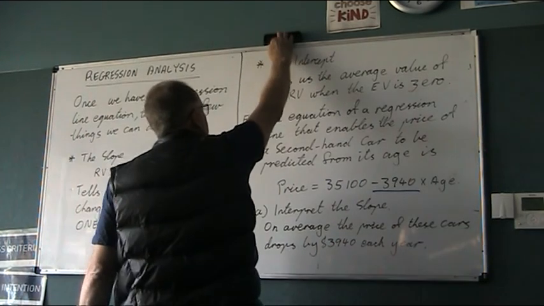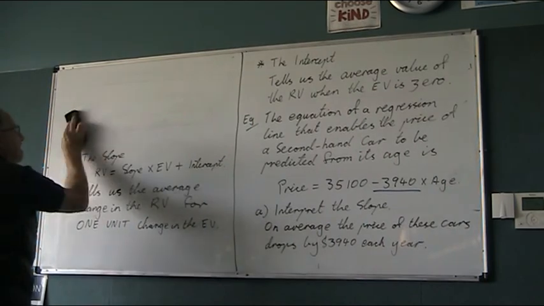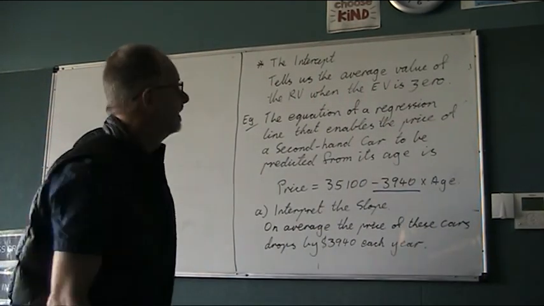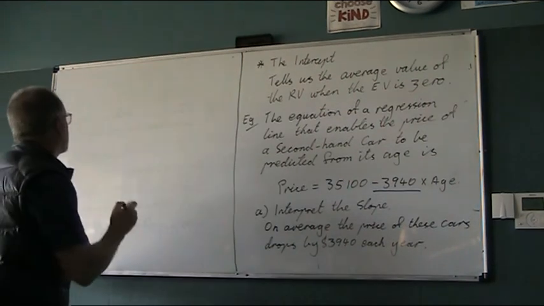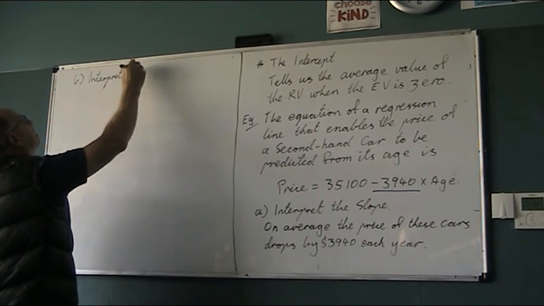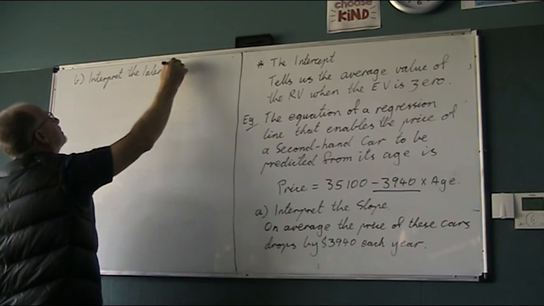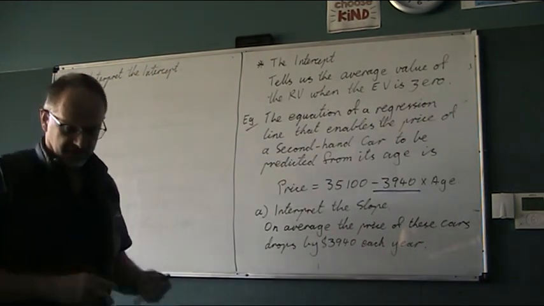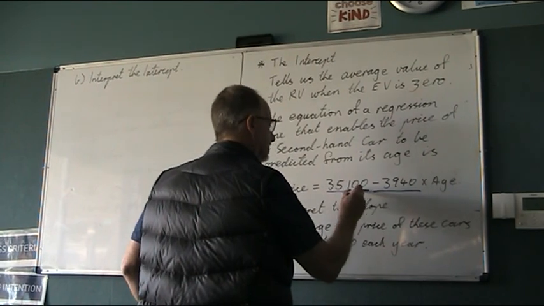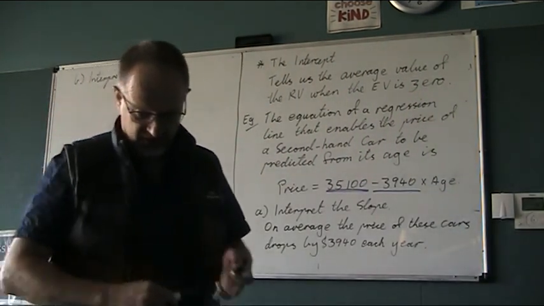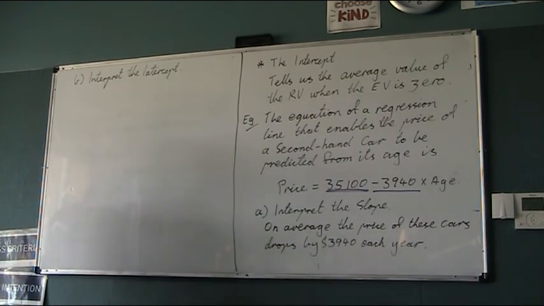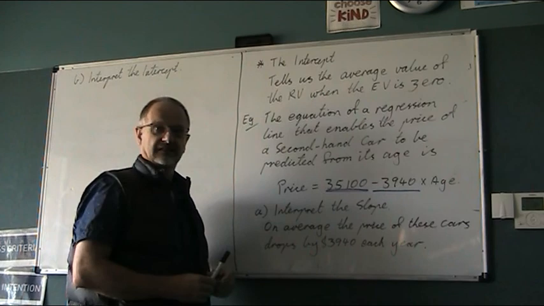Alright. So part B of this question is about the intercept. So we interpret the intercept. So the intercept is the other number that is there. So here's our intercept, 35,100. So that 35,100 would represent what? The average price of a car?